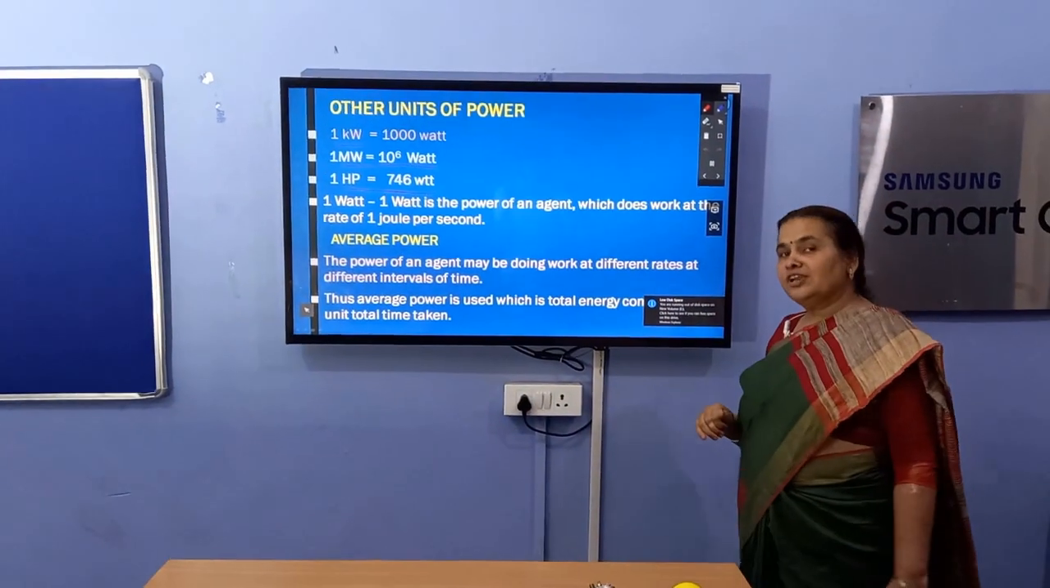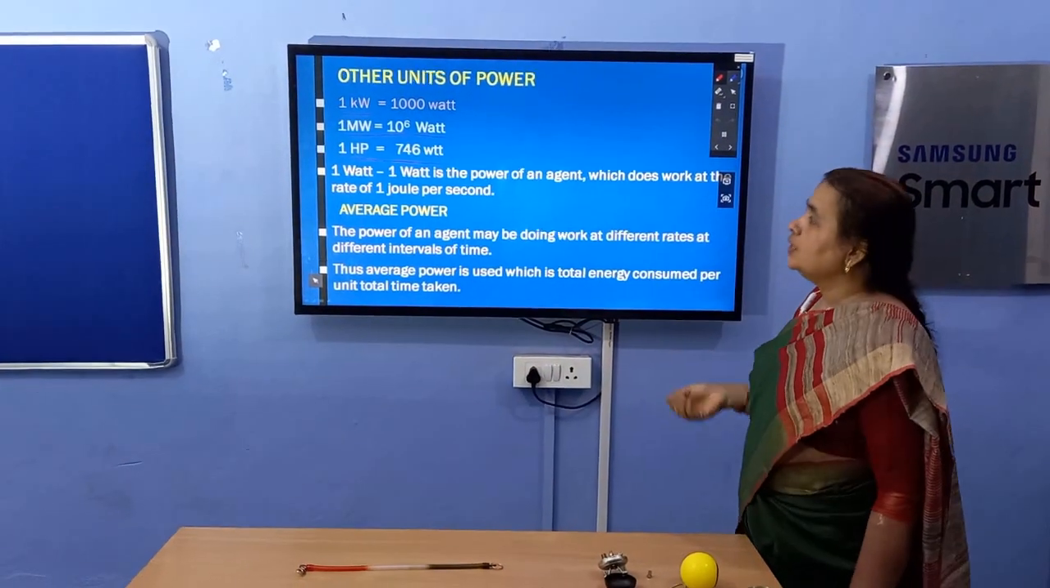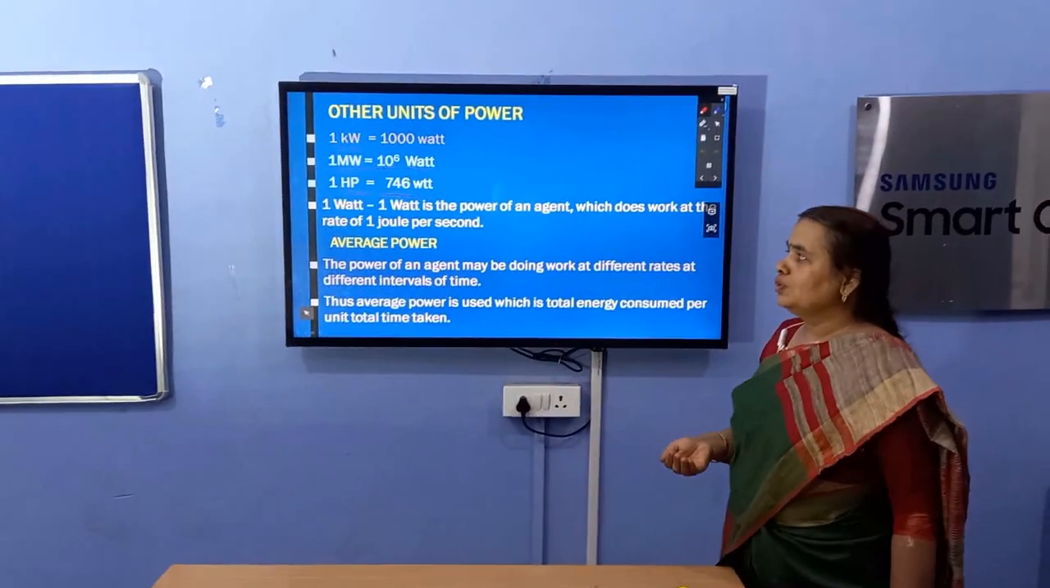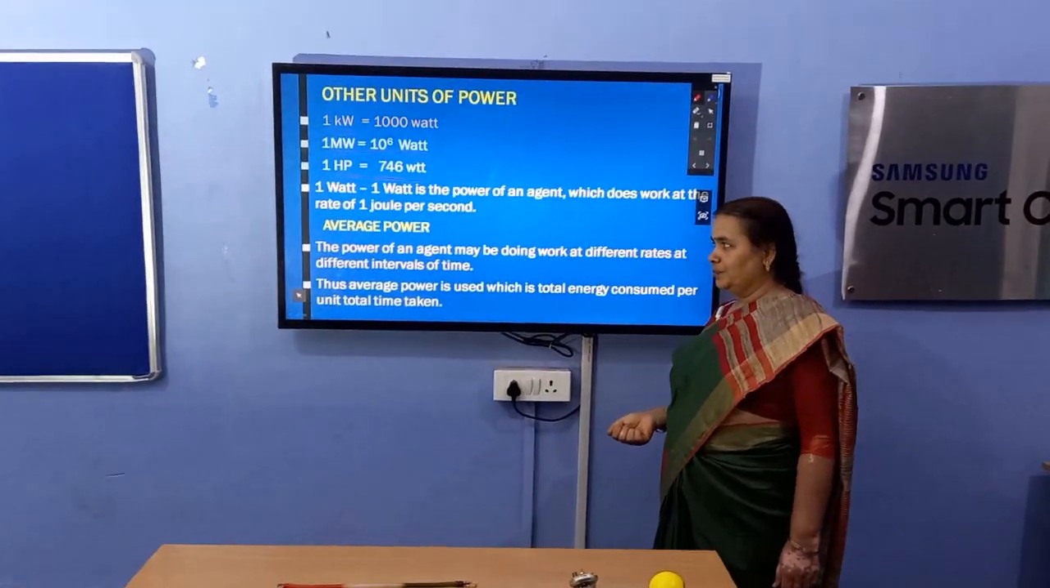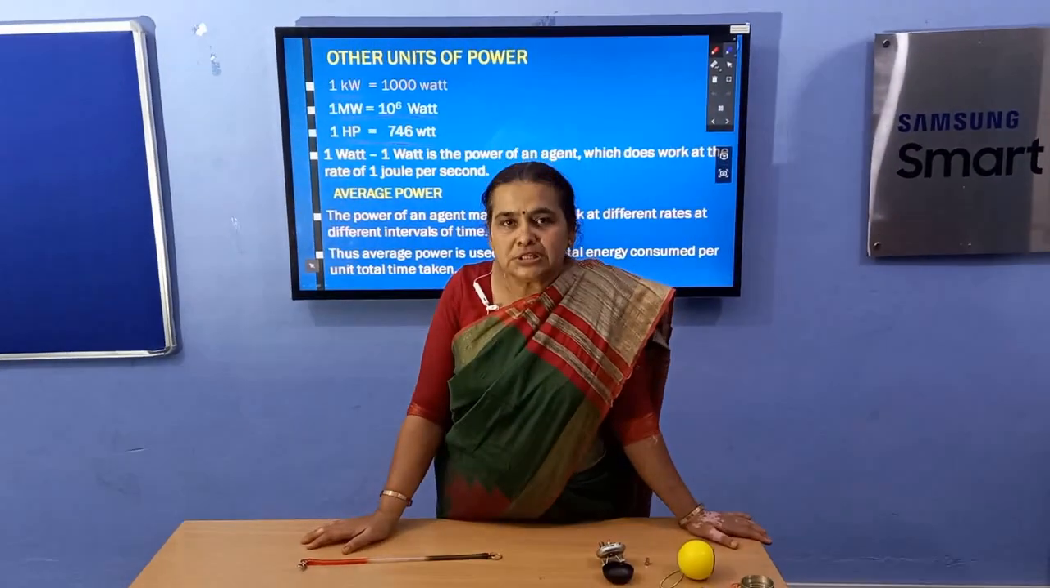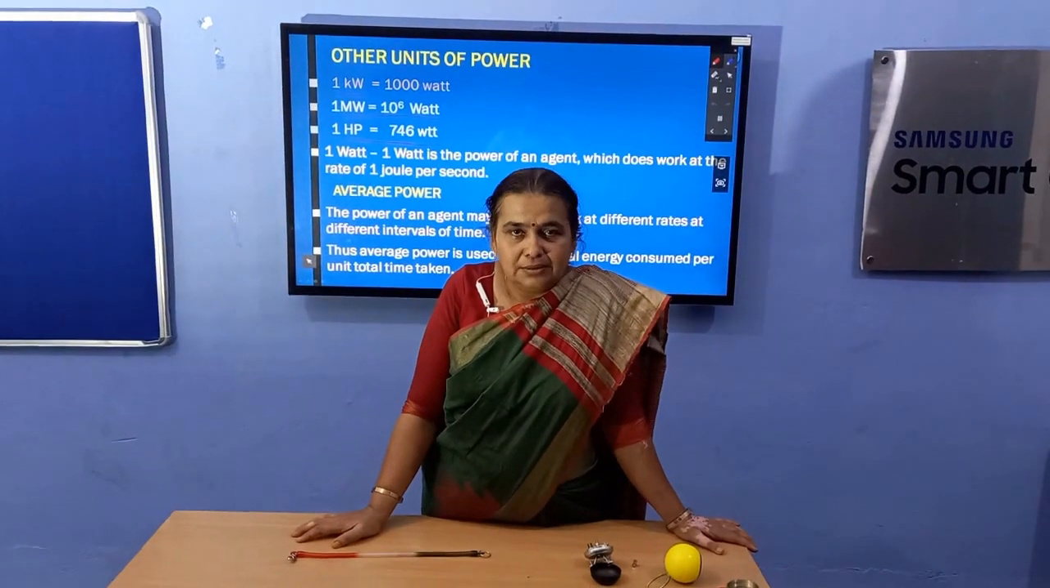Let us define 1 watt, जैसे हमने joule को define किया था. So 1 watt is the power of an agent which does work at the rate of 1 joule per second. We have discussed just now that when you start a day, you are very fast.